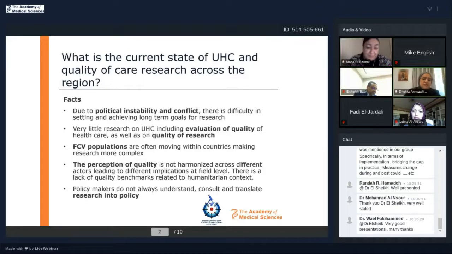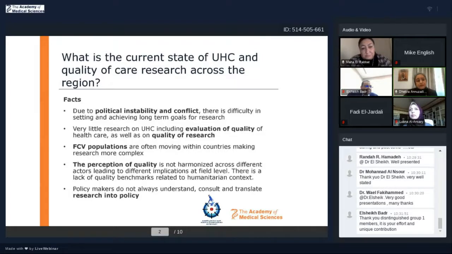The facts about the region: due to political instability and conflict, there is a difficulty in setting and achieving long-term goals for research. And this is quite obvious from the variance in the region. If there is research, it's very little on UHC, including evaluation of quality. And we are stressing in this group the quality of research and quality of care provided, as well as the quality of the research that has been implemented in the region.